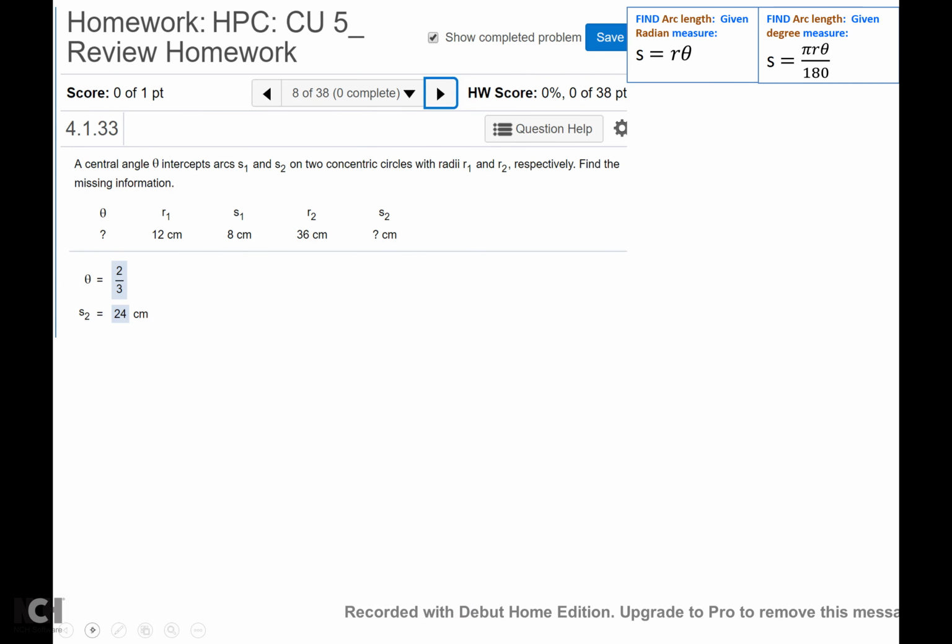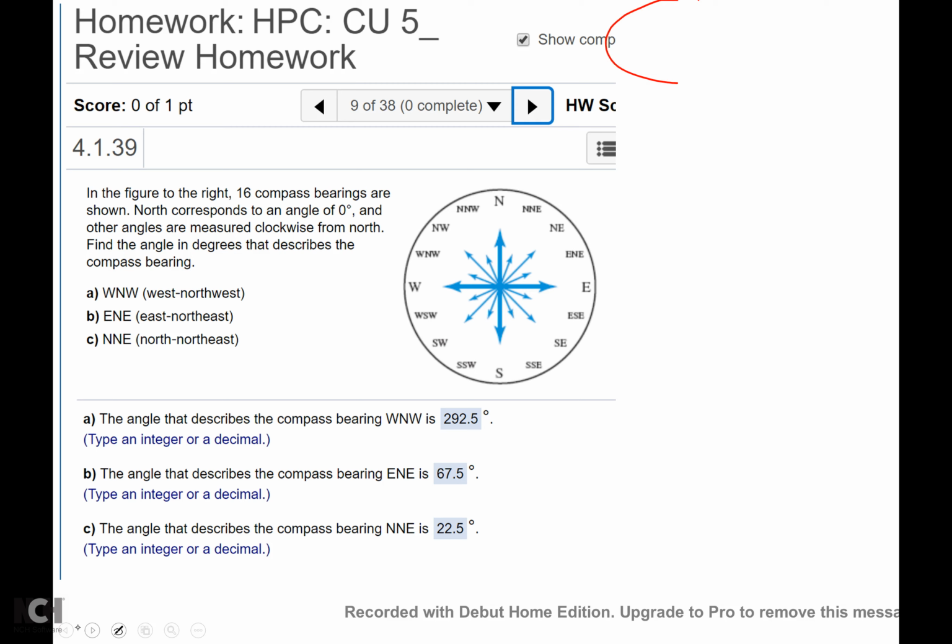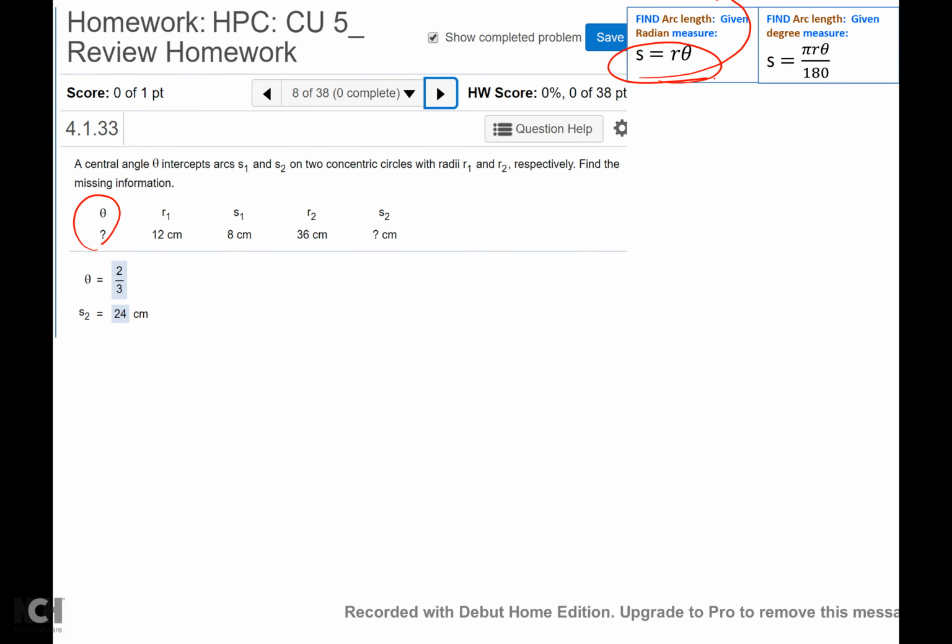All right, this one says a central angle theta intercepts arcs S1 and S2 on two concentric circles with radii R1 and R2, respectively. Find the missing information. Okay, so since they don't give us theta, that means I can use whichever one I want. I'm going to go with that one because it's easier. So if I go with S equals radius times theta, for my first set of data, I know two of the three. If I tried to do the second set, I'd have two I don't know.